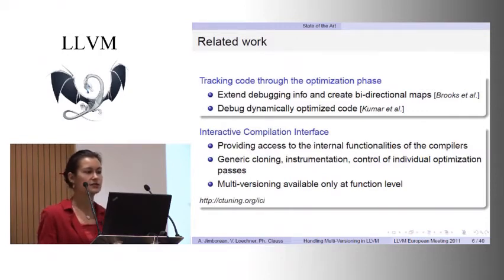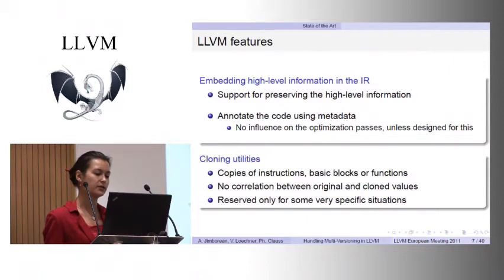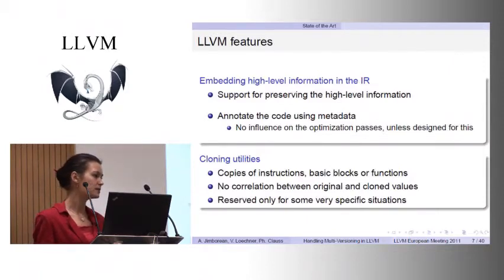From the LLVM features that are mostly related to our work, or which were mostly interesting for us, was the fact that we can have support in the LLVM intermediate representation to preserve the high-level information from the source code. In addition to this, we can annotate the code using metadata information, which has no influence on the optimization passes, so it's very good because you can specifically write it just for the ones that you're interested in. And for multi-versioning, the cloning utilities that exist in LLVM are copies for instructions, for basic blocks, for functions.